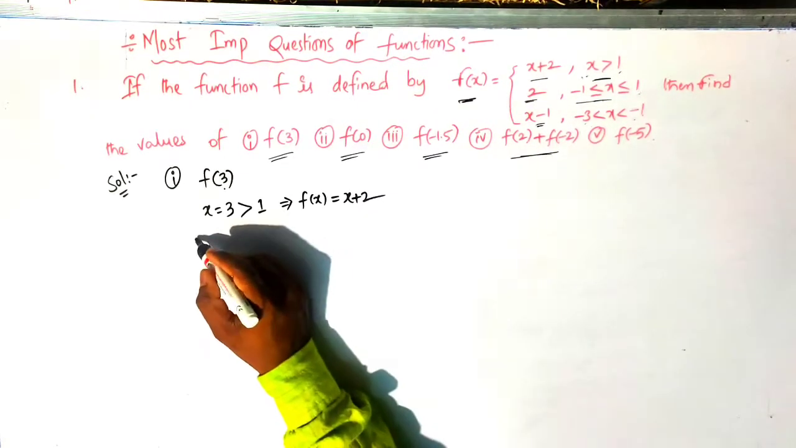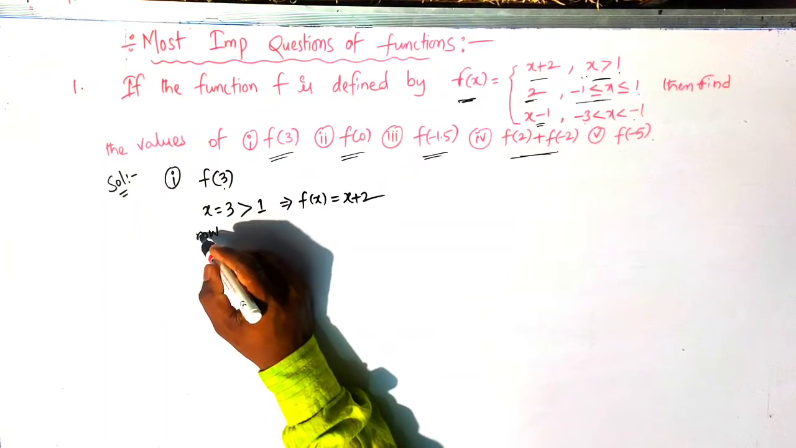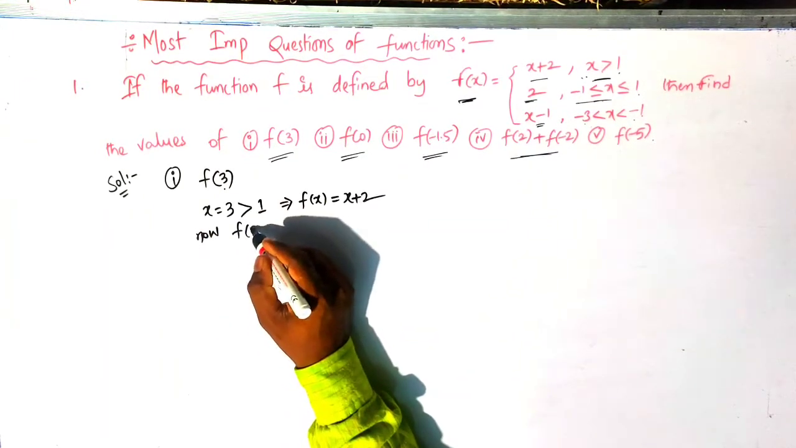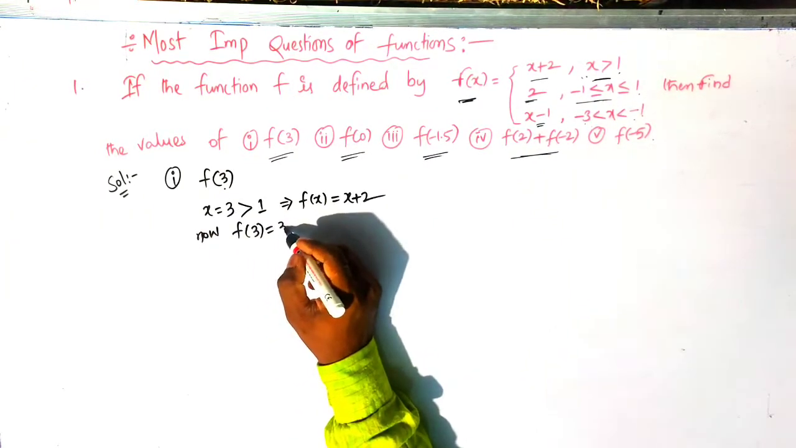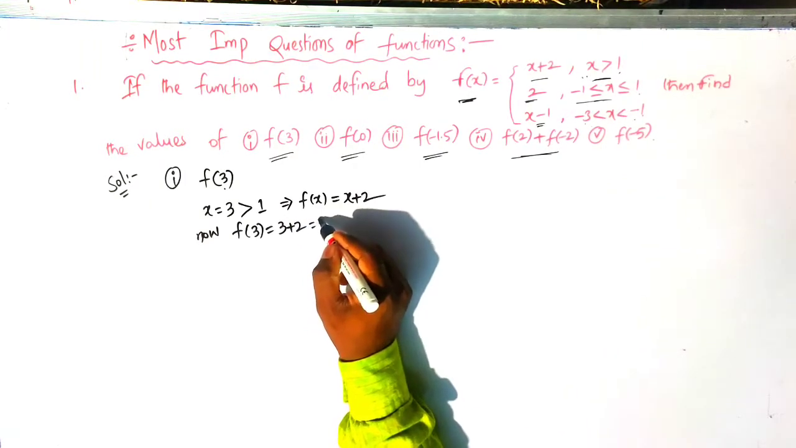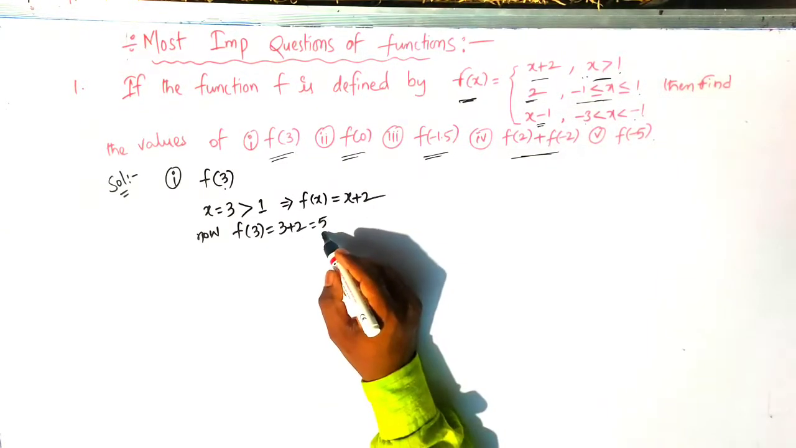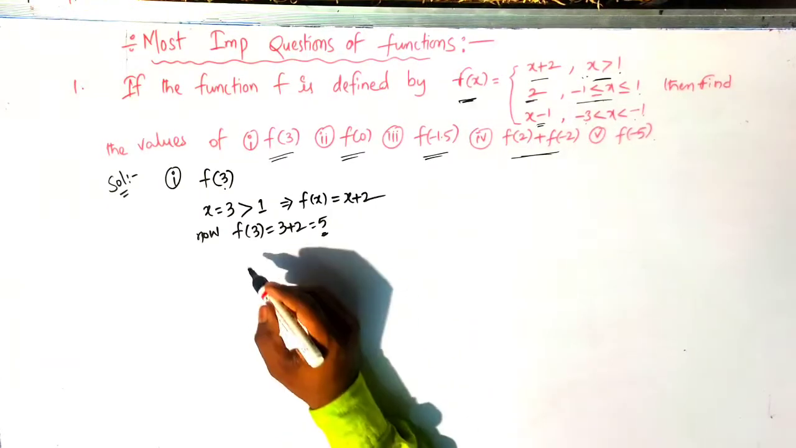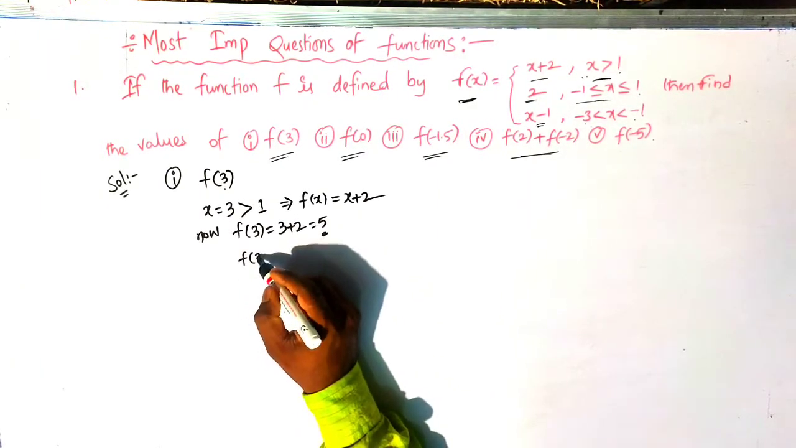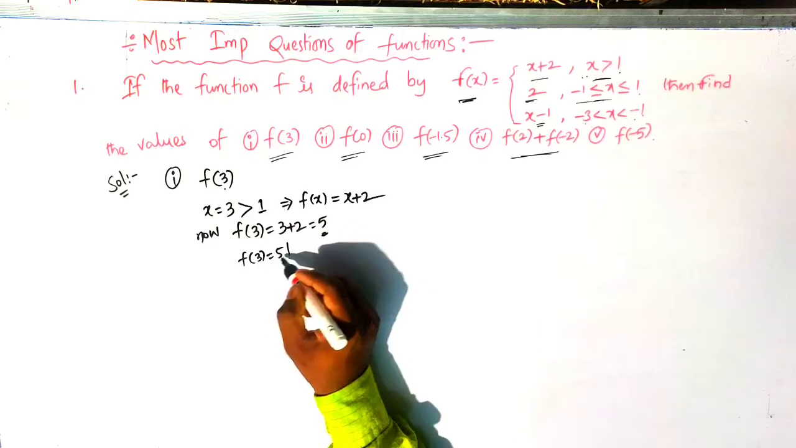Now we substitute here. What we substitute here? x equals 3 we substitute here. f of 3 equals 3 plus 2, so that equals 5. We get here f of 3 value 5. So input is nothing but 3. Output is nothing but, outcome is nothing but 5. Clear? So f of 3 equals 5.